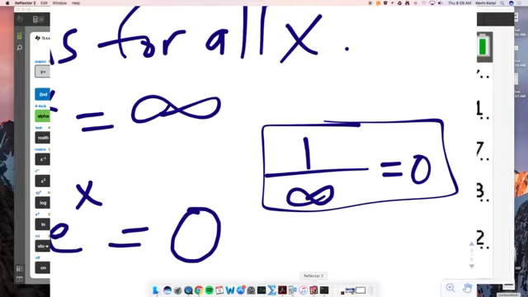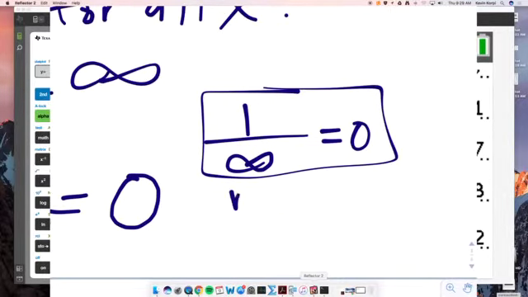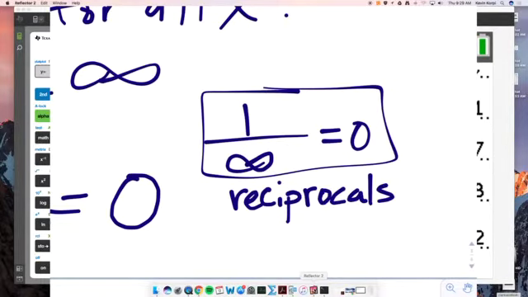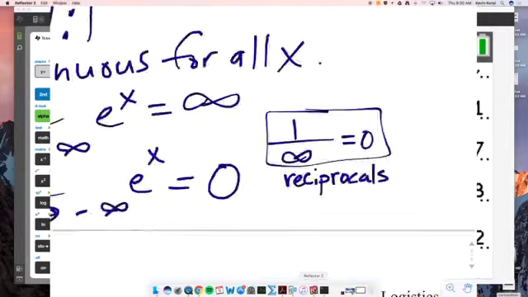So guess how infinity and 0 are really related? They're reciprocals. Infinity and 0, for the most part, are reciprocals of each other. What's the reciprocal of a really, really small number close to 0? A really, really big number approaching infinity. What's the reciprocal of a really, really big number approaching infinity? A really, really small number approaching 0. All right.